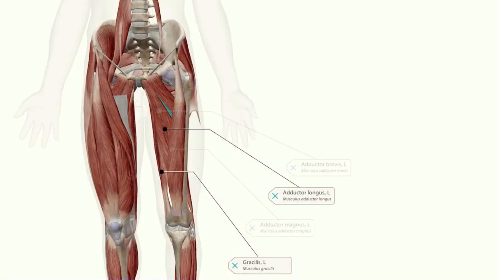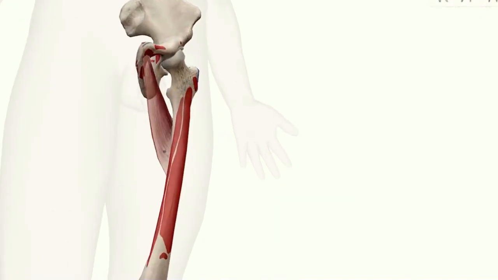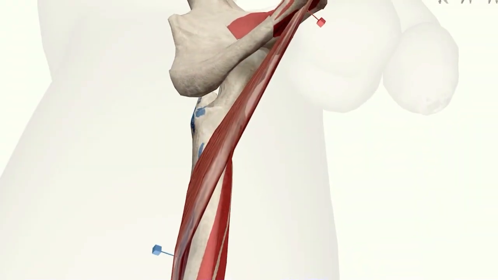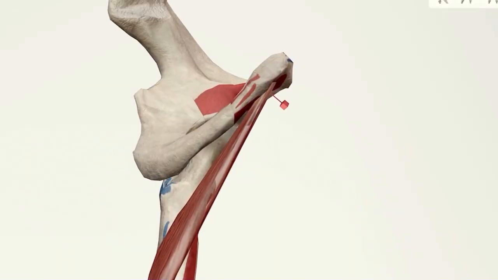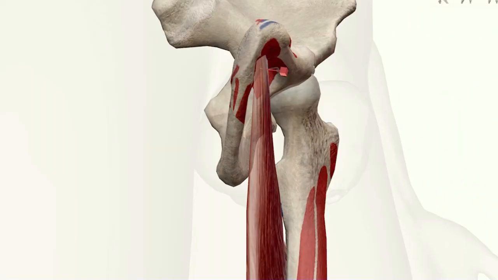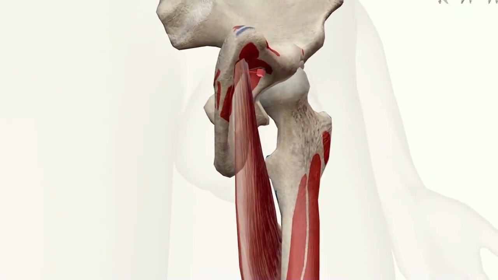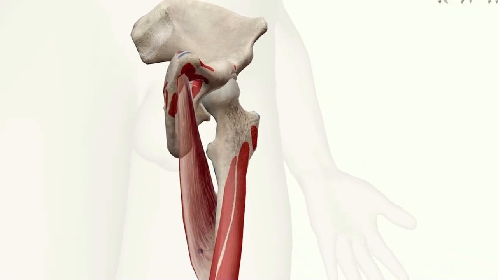If you recall, the adductor brevis, you see it there, originates from the inferior ramus of the pubis, and it inserts on the linea aspera of the femur.